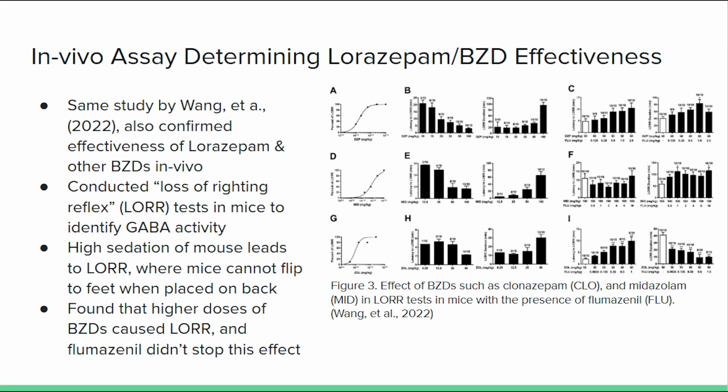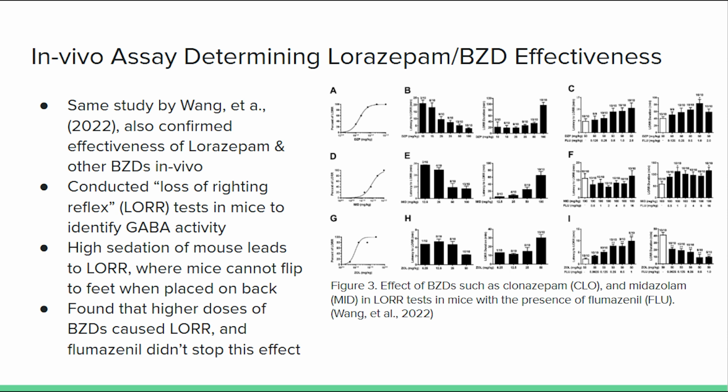Again, Wang et al. actually performed an in vivo assay in the same 2022 study, this time using mice. Just to give some more background information, mice have what is known as a loss of righting reflex when they are heavily sedated, which means that they cannot upright themselves when flipped over under sedating conditions. This was used by researchers to conduct a loss of righting reflex test in mice, where two versions of it were run, one with just BZDs and the other with flumazenil and BZDs, basically for the same reasons of testing both positive modulation in GABA A and testing for allosteric activity.